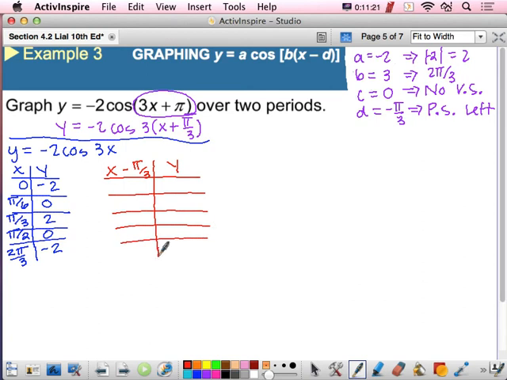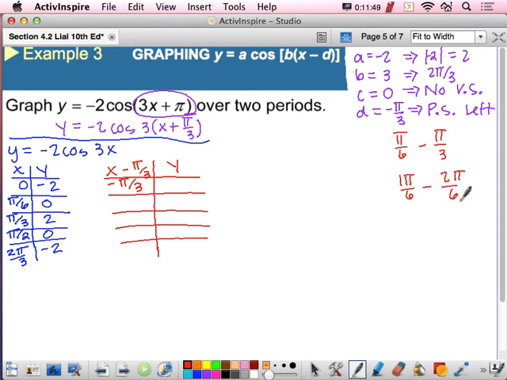Okay, let's see what we have here. What's 0 minus pi over 3? Alright, so we're over negative pi over 3. What's pi over 6 minus pi over 3? We don't know. Let's see. Pi over 6 minus pi over 3 is 1 pi over 6 minus 2 pi over 6.